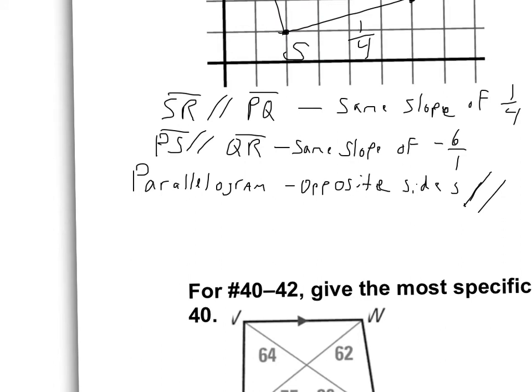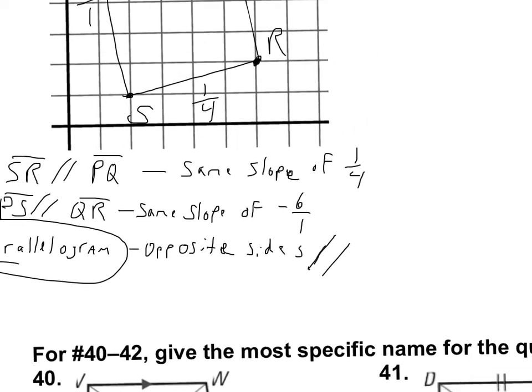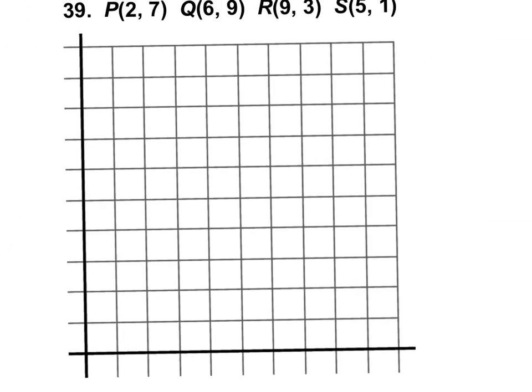So parallelogram is as specific as we're going to be able to get. You don't really have to explain why it's not something. You don't have to explain why it's not a rectangle, although you could if you wanted. But we'll just stick with parallelogram. Okay, on to the next one.